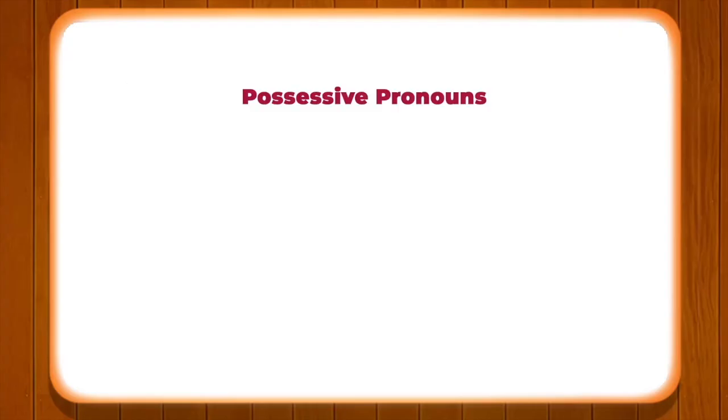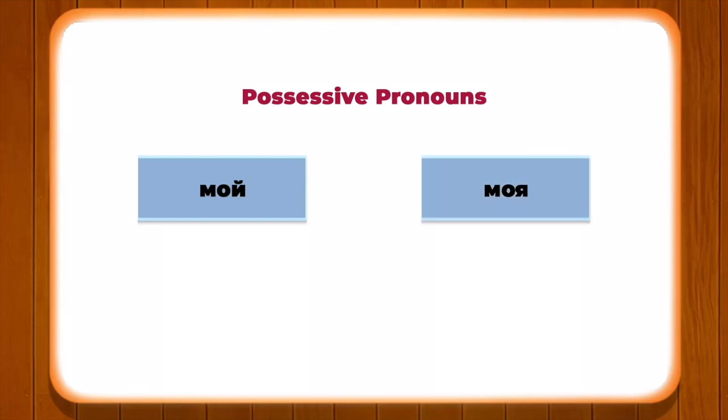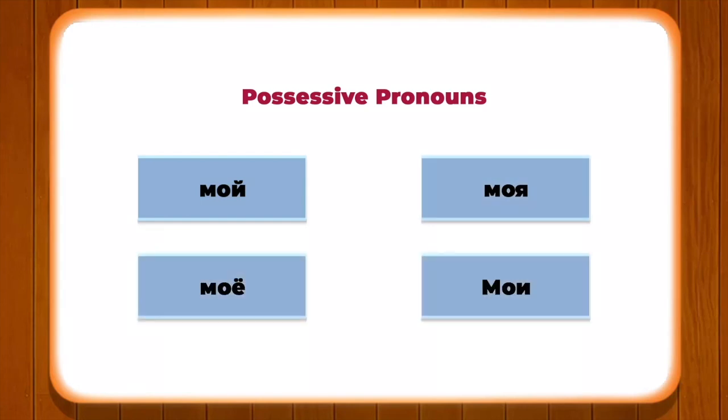Alright, now let's go ahead and pay attention to the possessive pronouns in Russian. So possessive pronouns are like мой, моя, моё, мои. So мой means my, okay, masculine. Моя means also my, feminine. Моё also means my, but neuter. And мои, it means plural.